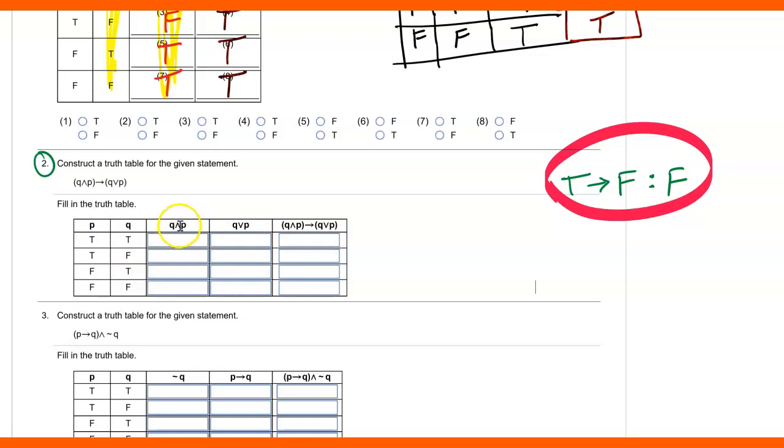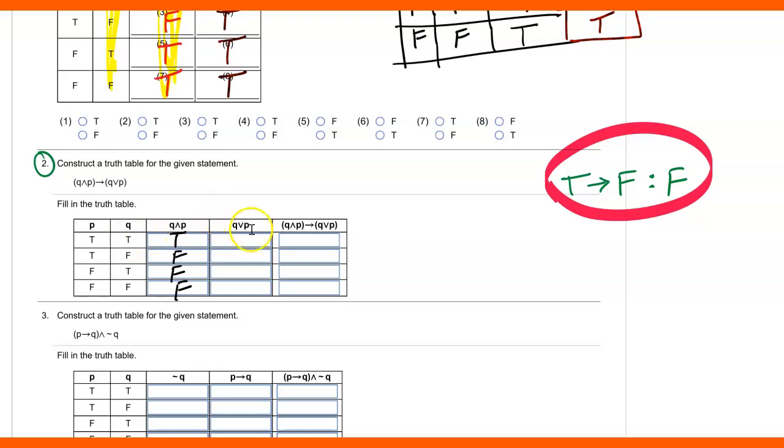Remember that for AND, every time AND is false, only true if both are true. Therefore, here in this case, true and true is true, true and false is false, false and true is false, false and false is false. Notice that in the case of AND, it is only true if both are true.